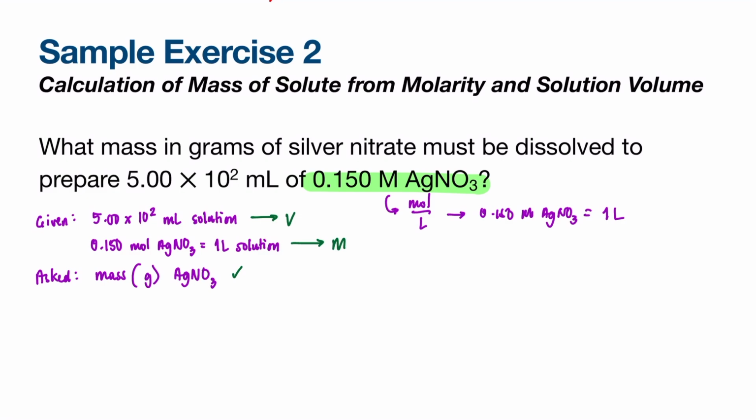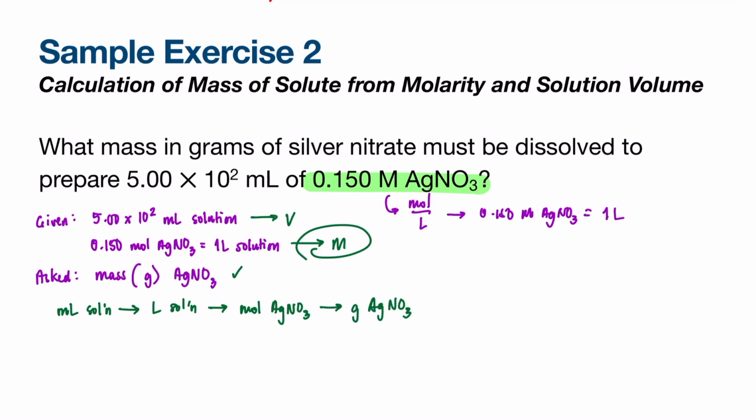So our strategy to solve this problem is to start with the volume of the solution, which is in mL of solution. And since volume should always be in liters, mL of solution must be converted to liters of solution. Now that we have the volume of solution, we can multiply that with the molarity, and it will give us the moles of solute, or the silver nitrate. And from the moles of silver nitrate, we will convert that into grams of silver nitrate, which is what is asked in the problem.